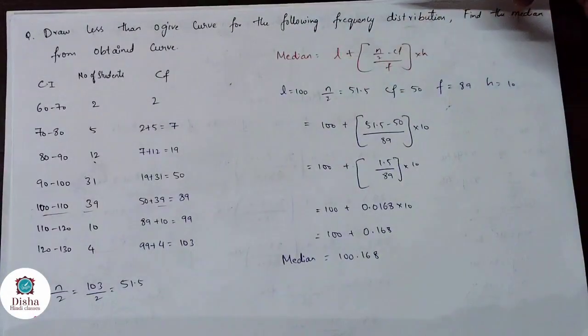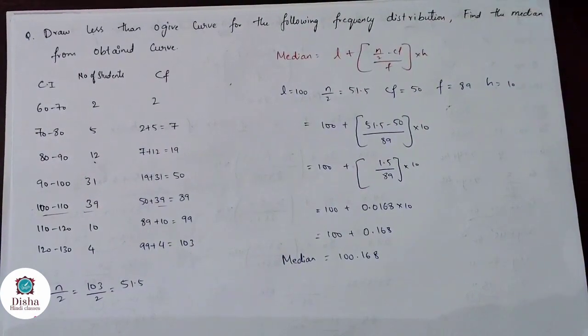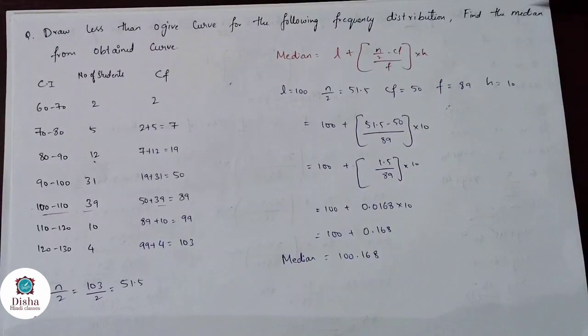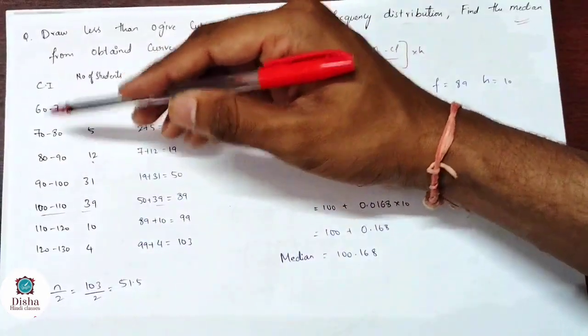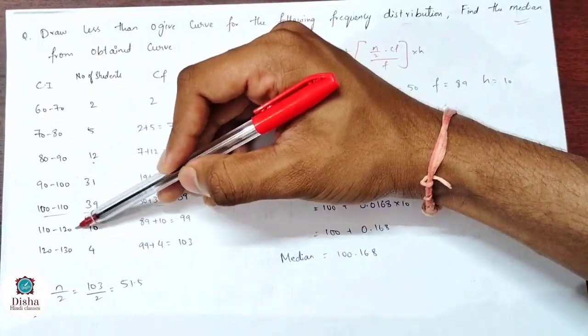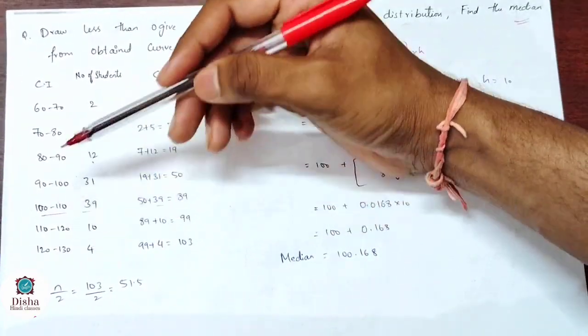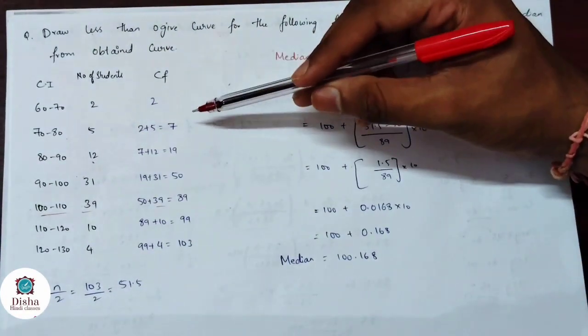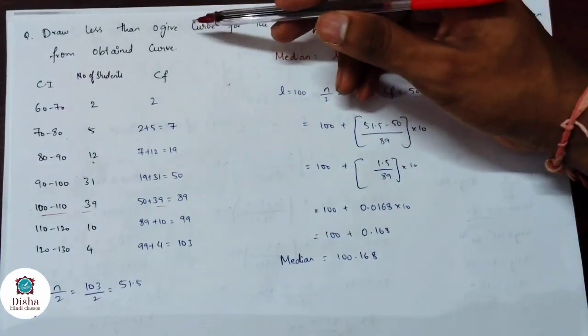So now the question is, draw the less than ogive curve for the following frequency distribution. Find the median from the obtained curve. So we have to draw the less than ogive curve, and we also have to find the median from the curve itself. So we have the class intervals as 60 to 70, 70 to 80, 80 to 90, 100 to 110, 110 to 120, and 120 to 130, and the number of students are given as it is.